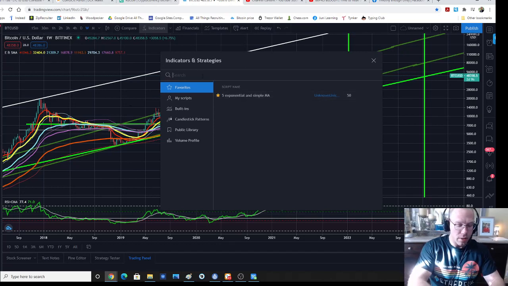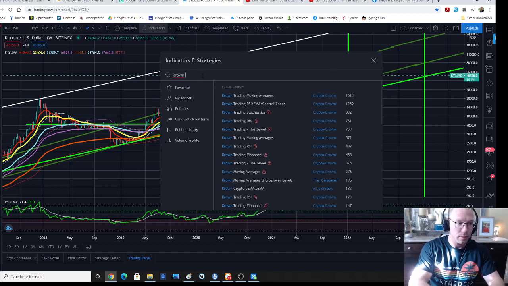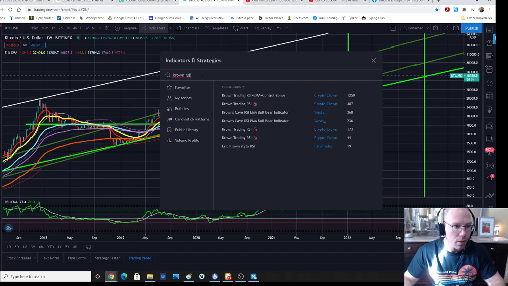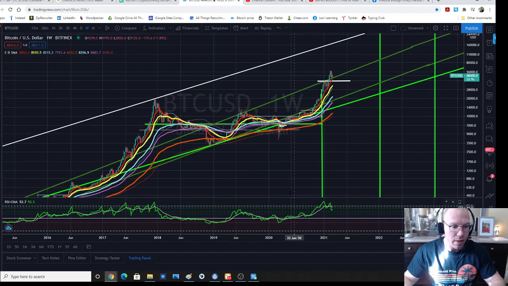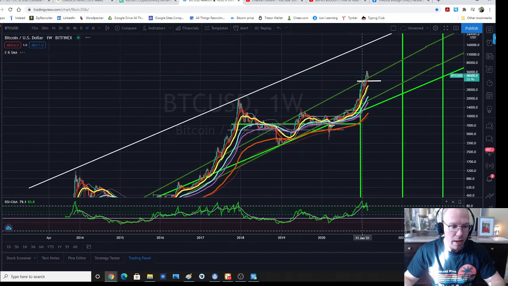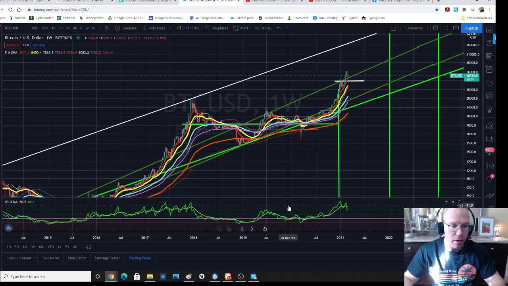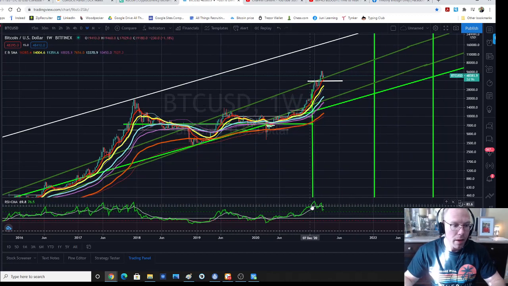So Krown's RSI, it's this one right here, with the control zones. Krown RSI plus EMA control zones will pop this up. What these control zones are is an algorithm of likelihood. Over time, this white line at 80 or 79.8 or whatever it is, is a good indicator that things are getting pretty hot.